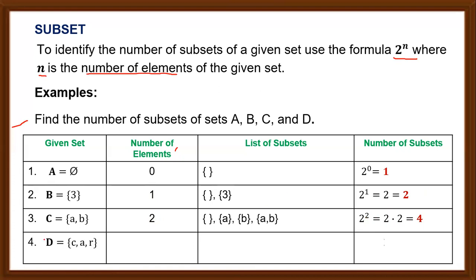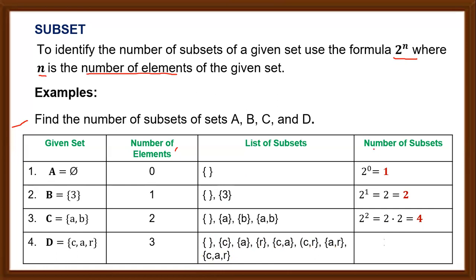Let's have number 4. Set B, the elements are C, A, R. Pag binilang ko yung elements niya, there are 3 elements. And if you're going to list all the subsets, isusulat lang natin, kasama lagi yung ating empty set. So, that is empty, yung C, A, R. Single yan. Tapos ngayon naman, doon sa double. C, A, magkasama sila sa isang open-close braces, separated by comma. CR, then AR. Then, yung tatluhan, isa lang yung tatluhan natin, CAR.